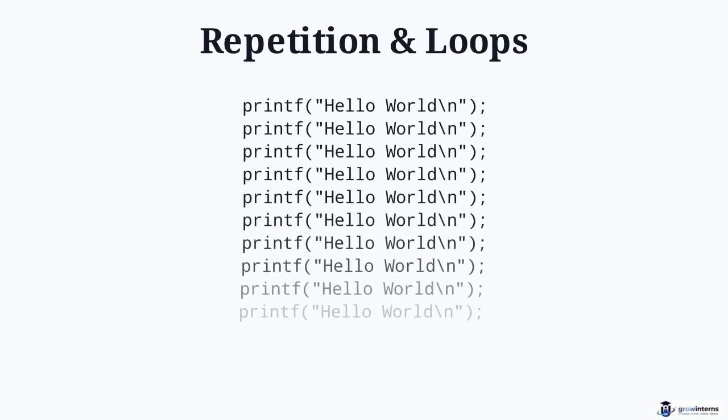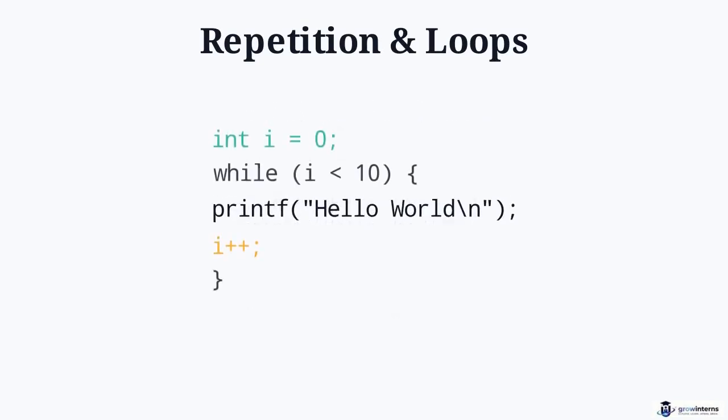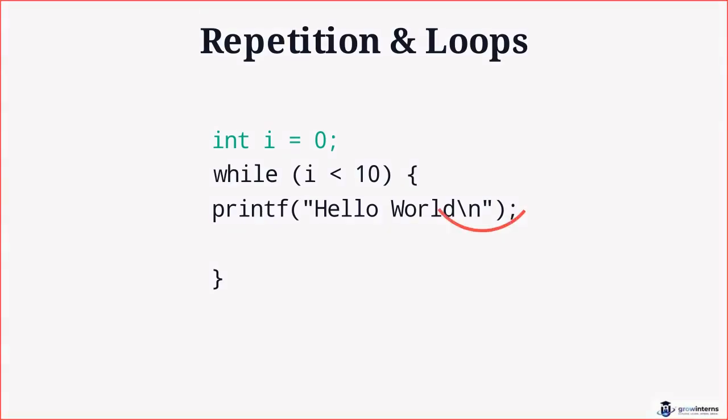Instead of manually writing 10 separate print commands, you can use a while loop to run a single instruction until a specific condition is no longer met. This creates a risk. If you forget to update your counter variable, the condition remains true forever. The program will spin in an infinite loop until the system runs out of resources and crashes.